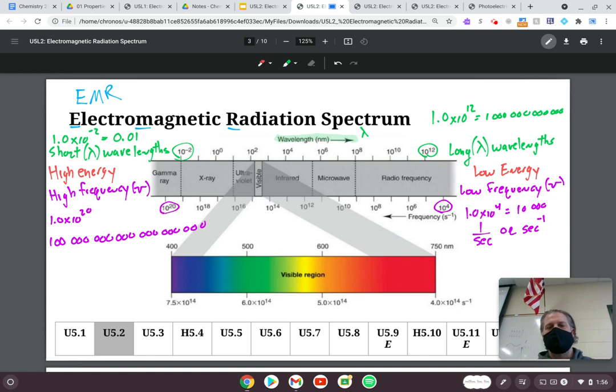Now, hopefully you might be familiar with some of these different types of electromagnetic radiation. On the low energy side, we have radio frequency, which is basically radio waves. Then, moving one step to the left, are microwaves. And then, one step to the left, are infrared waves. And then we have the visible light spectrum, which has been pulled out for you to take a look at in terms of the colors.